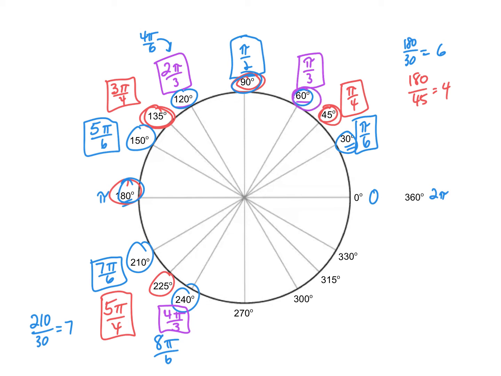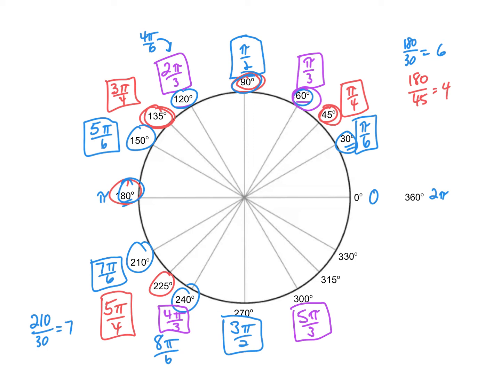It's 4 60s. Okay, 270 is 3 90s, and so if 90 is pi over 2, then it's going to be 3 pi over 2. Once again, 90 times 3 is 270, so that would be 3 pi over 2. Okay, 300, so 60 goes into 300 5 times, so this is going to be 5 pi over 3, because 60 is pi over 3, and it'd be 5 of those.